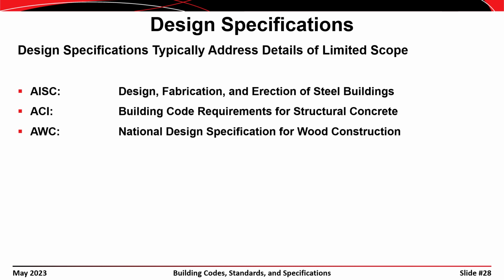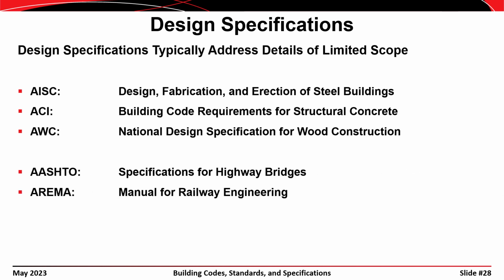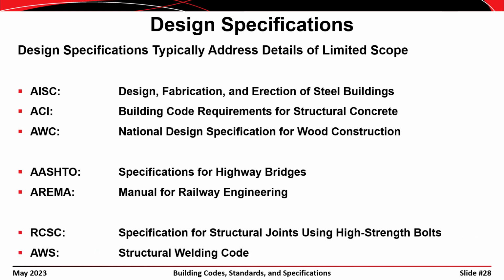The American Wood Council publishes a specification that governs the design of wood structures. The American Association of State Highway and Transportation Officials maintains a specification for the design of highway bridges, and the American Railway Engineering and Maintenance of Way Association maintains a specification for the design of railroad bridges. Finally, the Research Council for Structural Connections maintains a specification for bolting, and the American Welding Society maintains a code for welding. It's technically a code, but it's listed here under specifications because it's quite specific to welding.